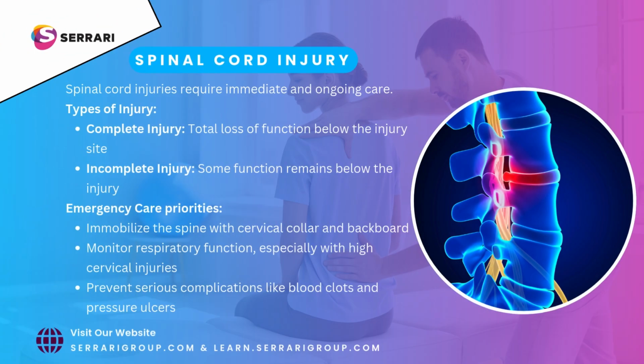Spinal cord injury. Spinal cord injuries require immediate and ongoing care. Types of injury: complete injury, total loss of function below the injury site. Incomplete injury, some function remains below the injury. Emergency care priorities: immobilize the spine with cervical collar and backboard. Monitor respiratory function, especially with high cervical injuries. Prevent serious complications like blood clots and pressure ulcers.